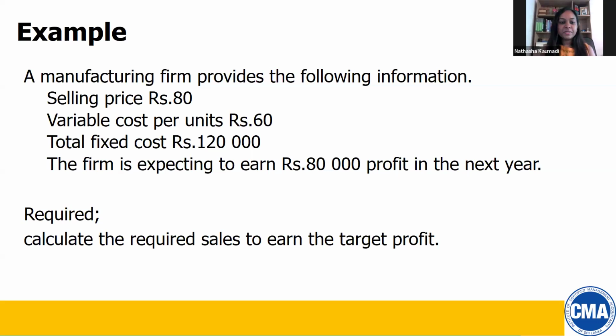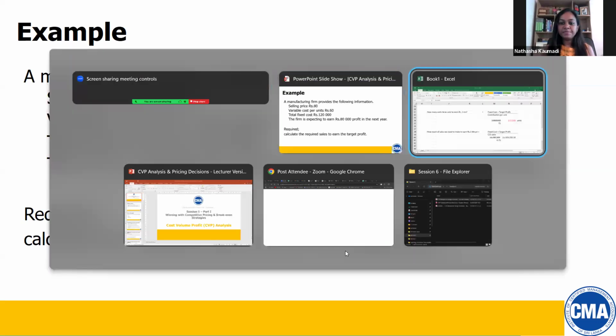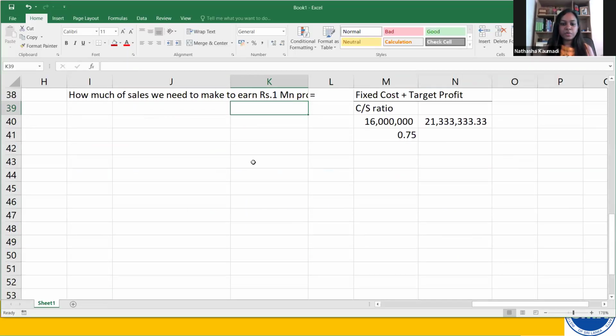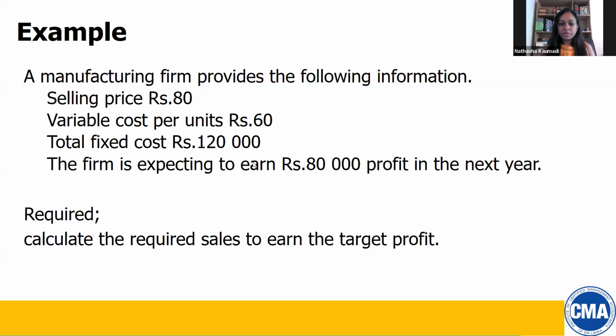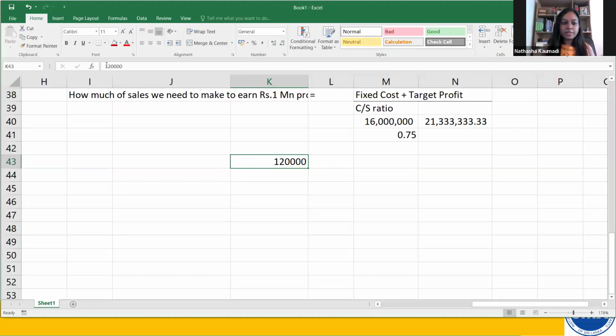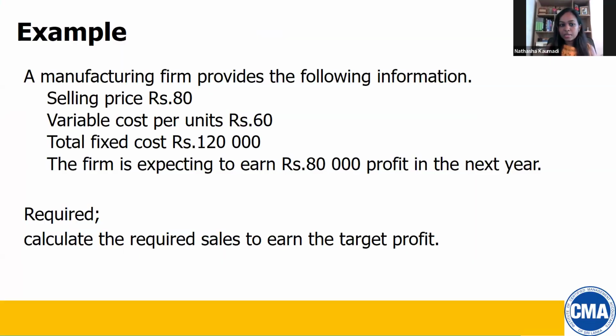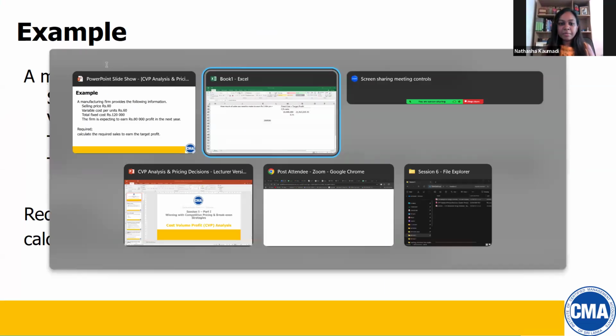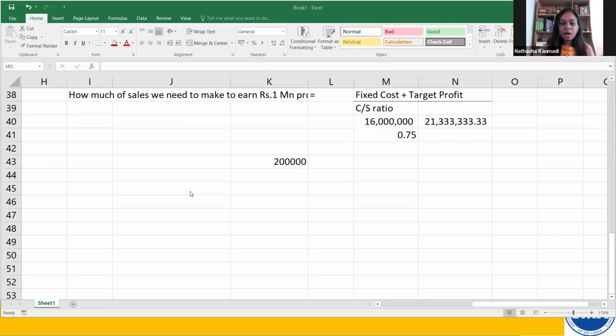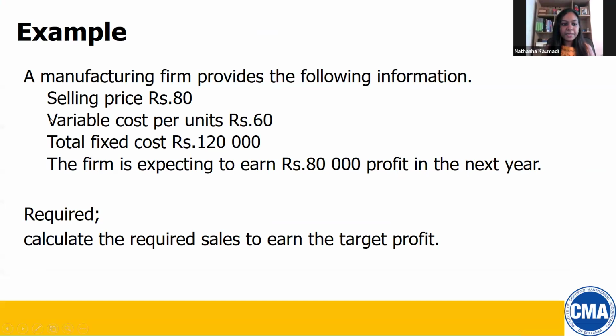That means you can take the fixed cost 120,000. You need to add the target profit of 80,000. So 120,000 fixed cost plus the target profit of 80,000, that is 200,000 divided by CS ratio. CS ratio means C means the contribution. How much is the contribution? Selling price minus variable cost, you have 20.